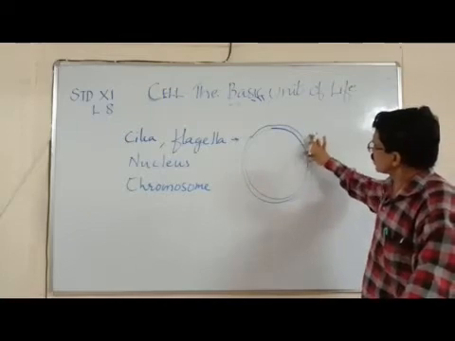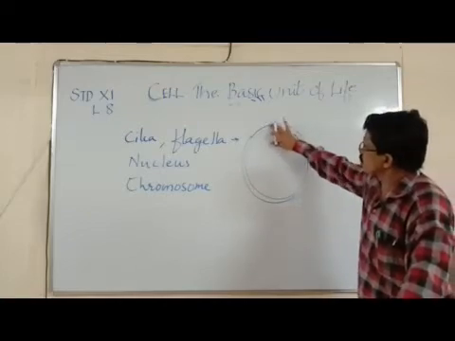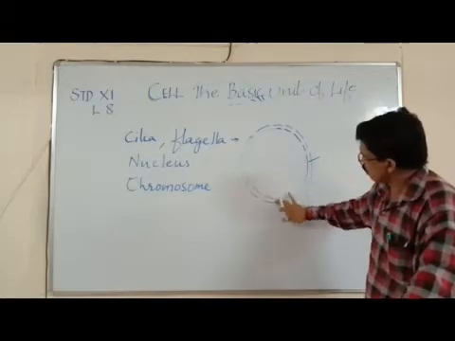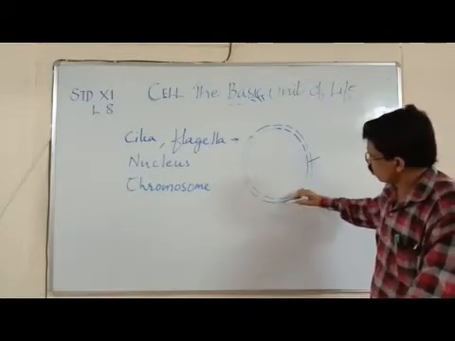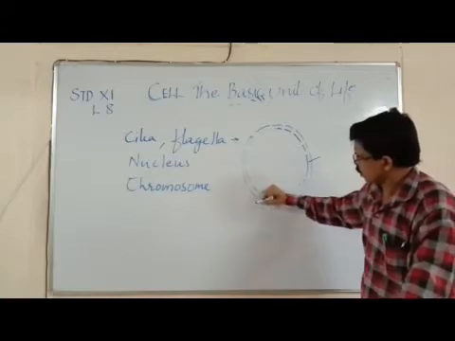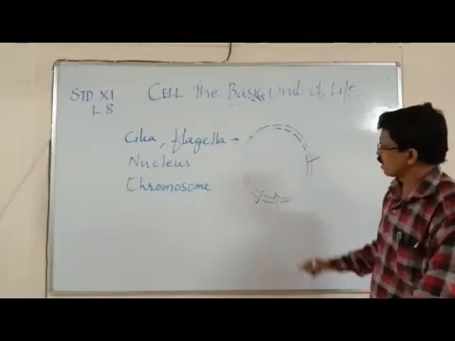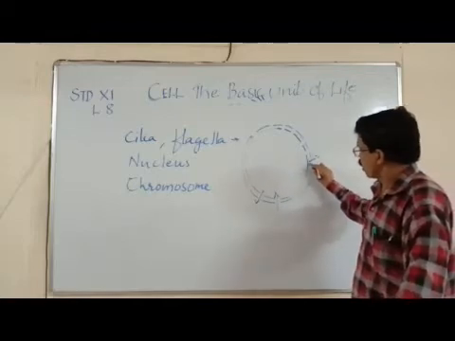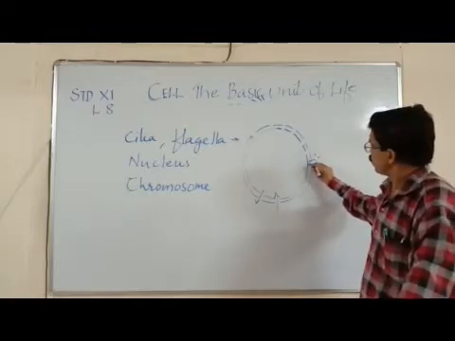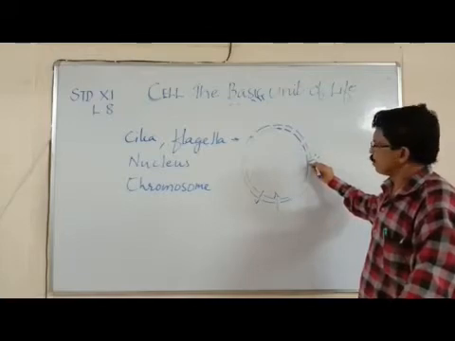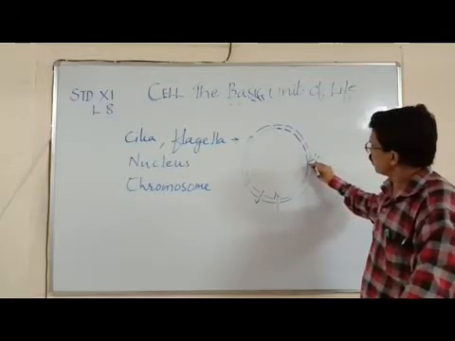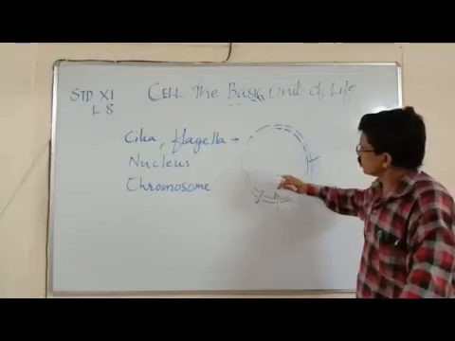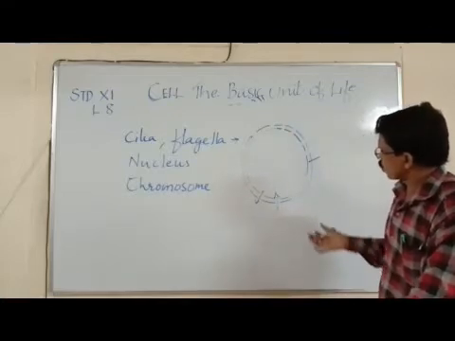Here we can see a large number of small pores in the nuclear membrane. These pores help in the movement of substances into and out of the nucleus. So the nuclear membrane is well defined with a double layer. There is a perinuclear space filled with a fluid, perinuclear fluid, and there are certain pores through which materials can move in and out of the nucleus.